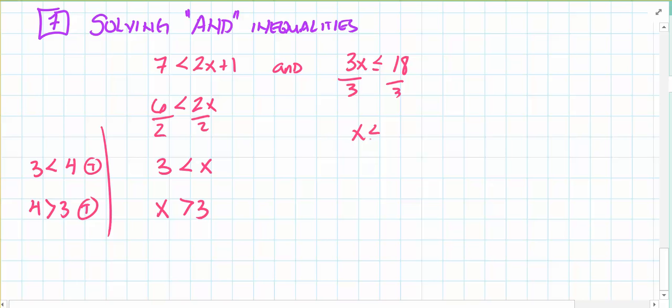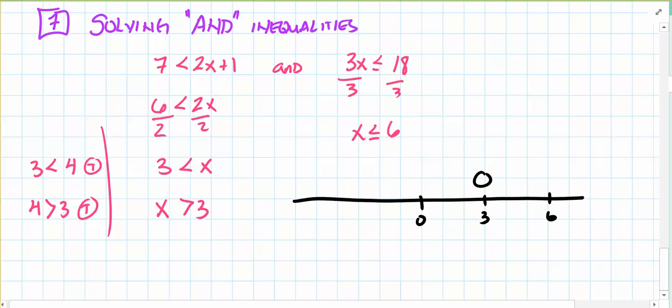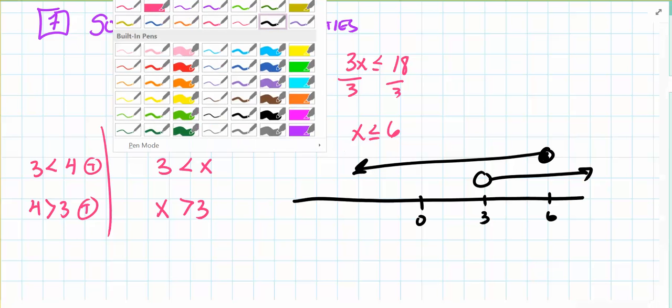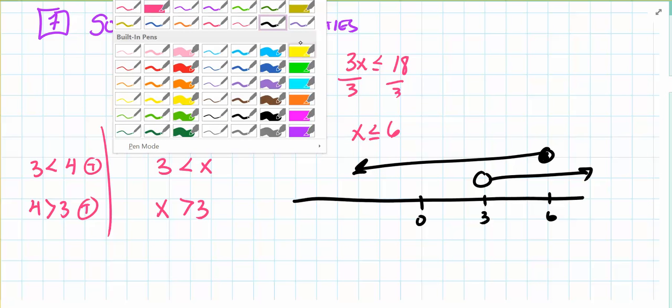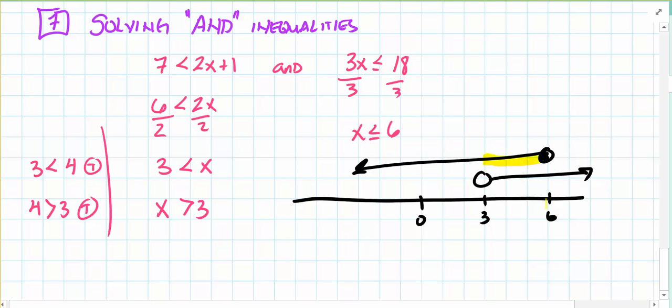On the number line, when I draw these, let's give myself 0, let's give myself 3, and then let's give myself 6. Greater than 3, so we want to go this way, or less than or equal to 6. So the question is, where are both of these true? They are both true in the overlap, from here to here. Any interval between there and there would give us where both those inequalities are true. So I could have anything a little bit bigger than 3 up to 6 itself.